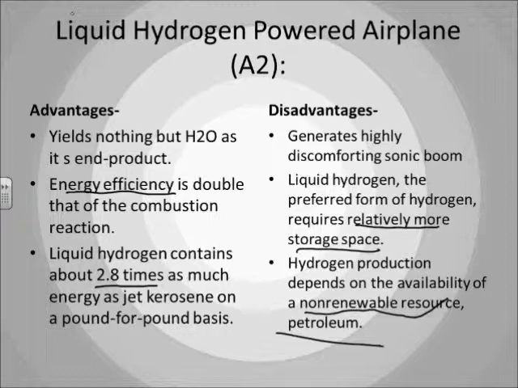Disadvantages. The sonic boom generated by traveling at supersonic speed can cause great discomfort for people on the ground. Liquid hydrogen, the preferred form of hydrogen, requires 4 times the storage space of conventional petroleum-based fuels. The other problem with this technology is that hydrogen production depends on the availability of a non-renewable resource, petroleum. Currently, hydrogen is produced from raw petroleum for industrial use, but petroleum supplies may become limited in the near future.